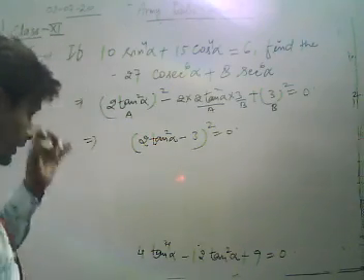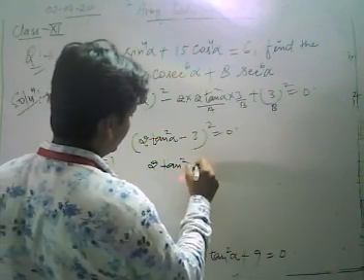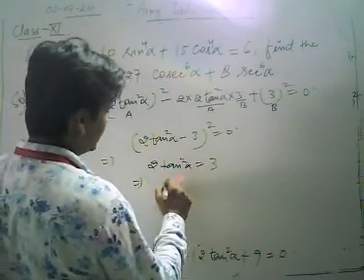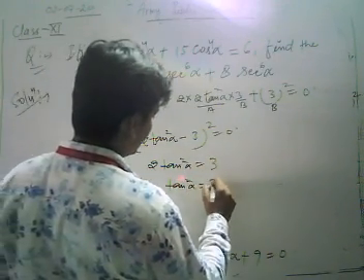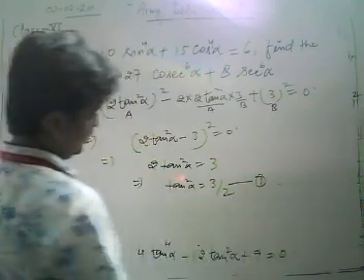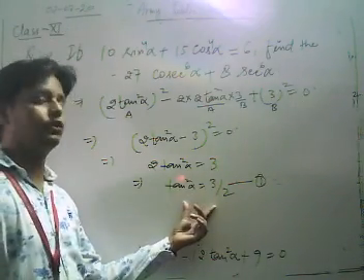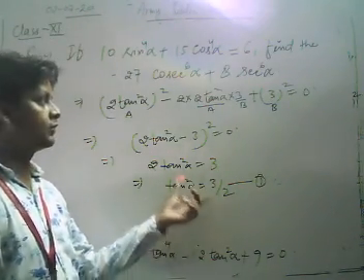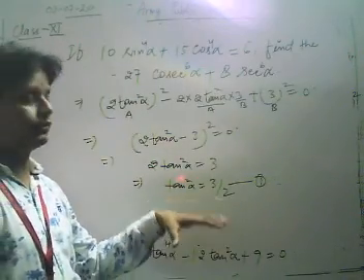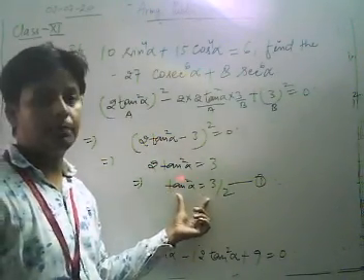So we get 2 tan square alpha is equal to 3, that is tan square alpha is equal to 3 by 2. Take this as equation number 1. The value of tan square alpha is 3 by 2. In this way, after solving that equation, we get the value of tan square alpha is 3 by 2.